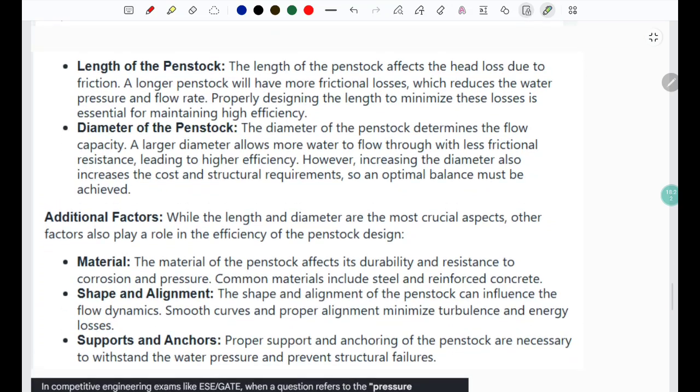What other additional factors are there? Length and diameter are the most crucial ones, but there are also other factors like the material, the shape and its alignment, and the support and the anchors. The material, for its durability and resistance to corrosion and pressure: steel and RC are good options. Shape and alignment can influence the flow dynamics. Smooth curves and proper alignment minimize turbulence and energy losses. Support and anchors: proper support and anchoring of the penstock are necessary to withstand the water pressure.